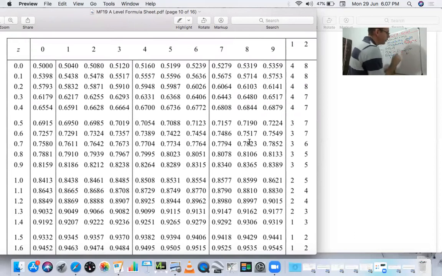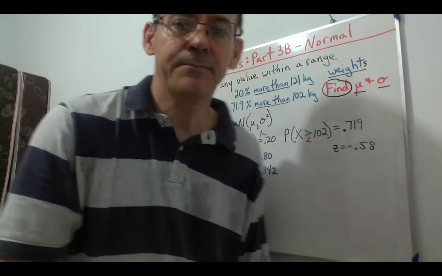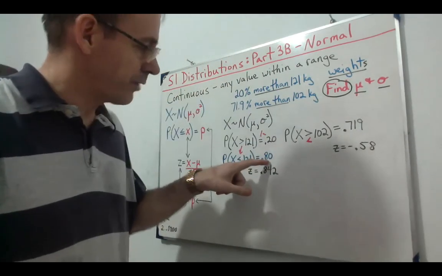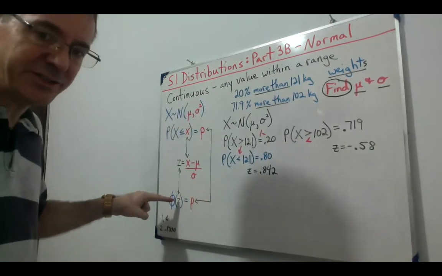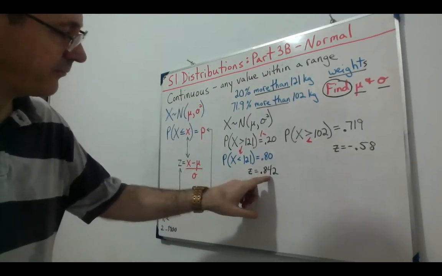And because we want to flip the inequality, we need to make it negative. So a negative 0.58. Now we can come back to our board here. So we looked up the probability. We went from the probability to our phi z chart, and we looked up the z number, and we got 0.842.